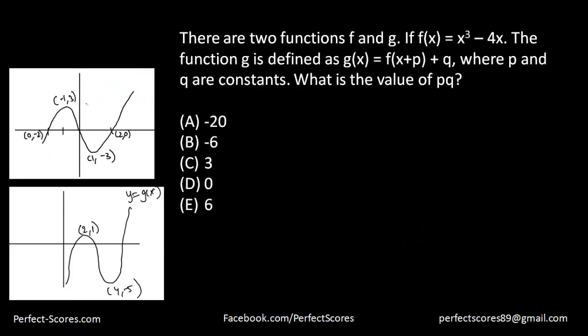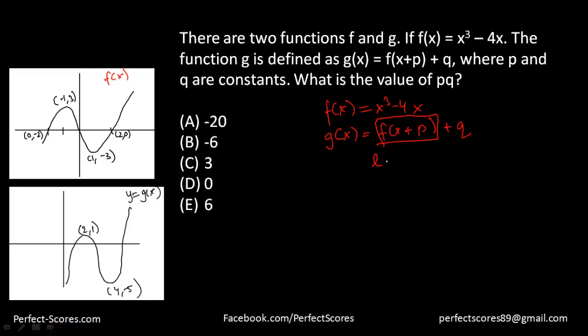Now, in this question, it says there are two functions f and g, and f of x is equal to x cubed minus 4x. So this is f of x, which is equal to x cubed minus 4x, and g of x is equal to f of x plus p plus q. Now, when you do f of x plus p, the graph moves to the left by p units, and when you do plus q, the graph moves up by q units.